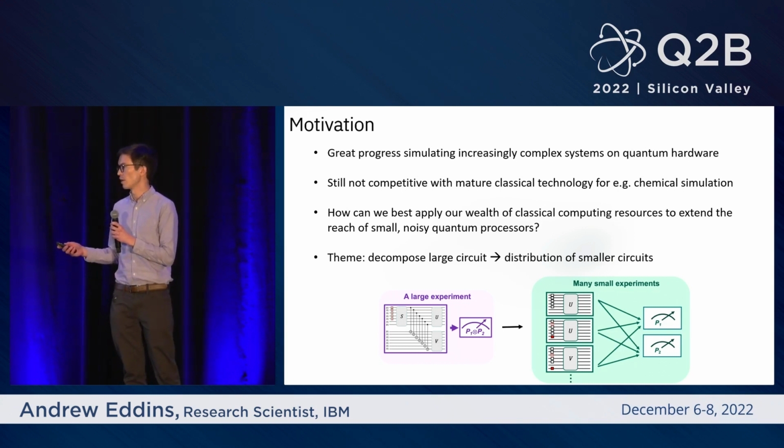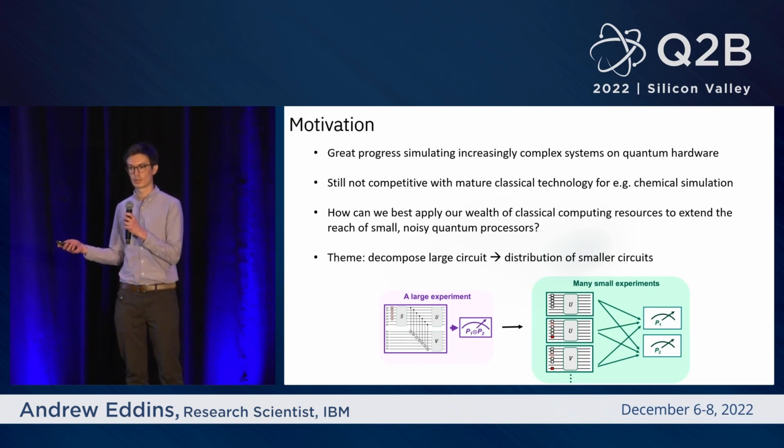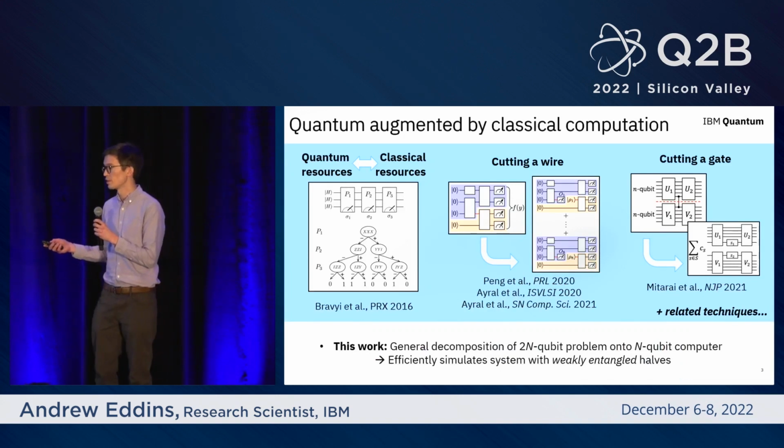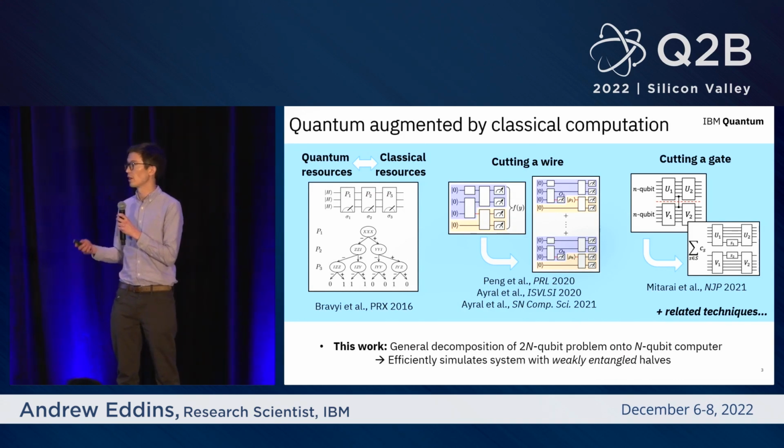So the idea here is to decompose a large circuit into a distribution of smaller circuits needing fewer qubits and fewer gates that we can run successfully on our devices, and then take those results and use classical processing to reconstruct the result of the large circuit. This idea of trading off quantum and classical resources has been in the literature for some time, including methods to cut a wire or cut a gate to produce a distribution of circuits that then are multiplied together and summed over.